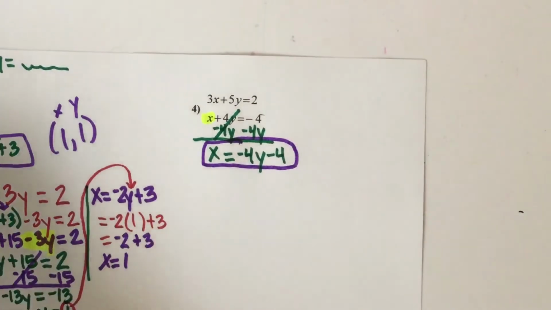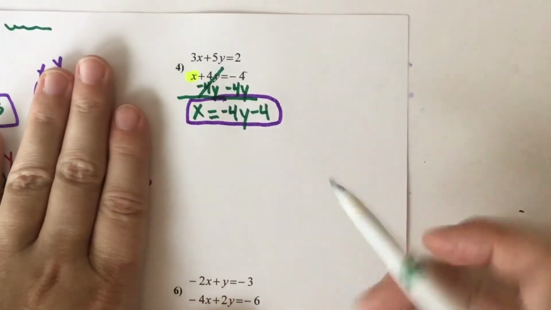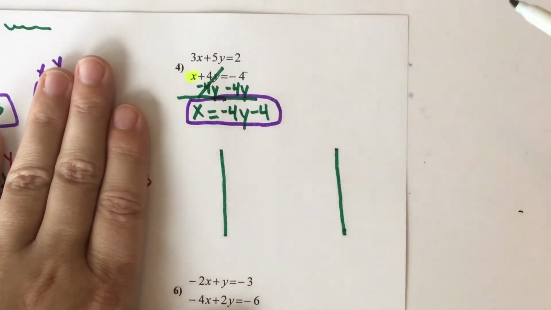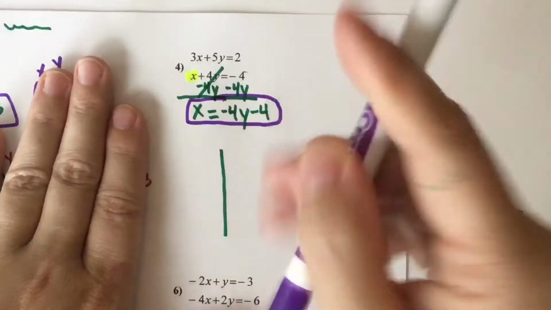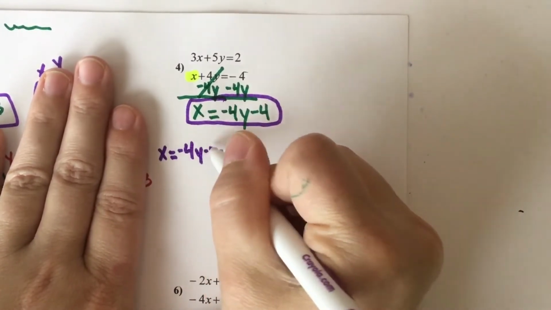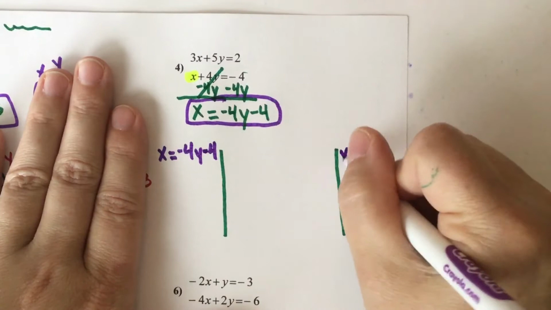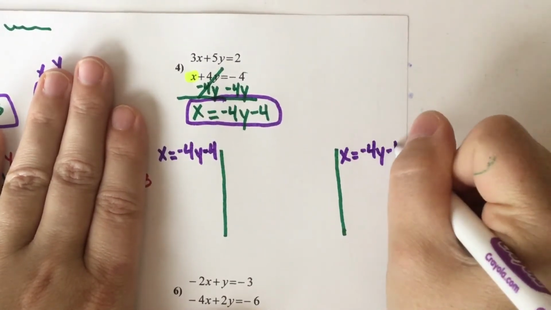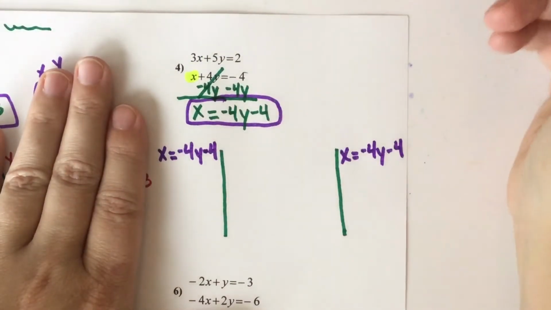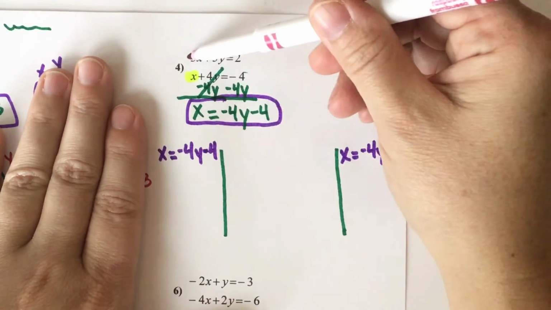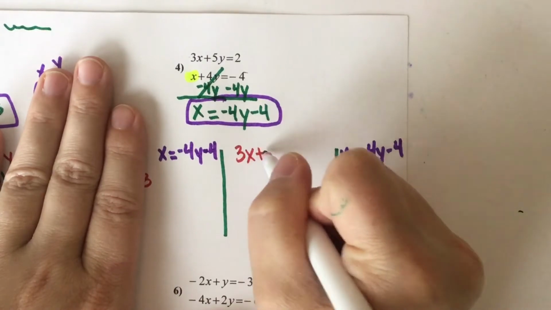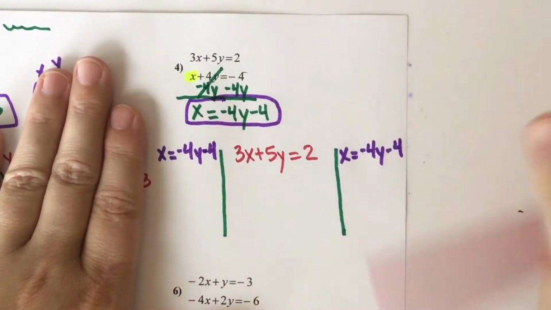Okay, so I'm going to make my little columns. Bread, meat, bread. Okay, so once you have the variable by itself, you put that in the first column and you put it in the third column. The other equation that you haven't done anything with, which is this top equation, goes in the middle. He's our meat. Bread, meat, bread.